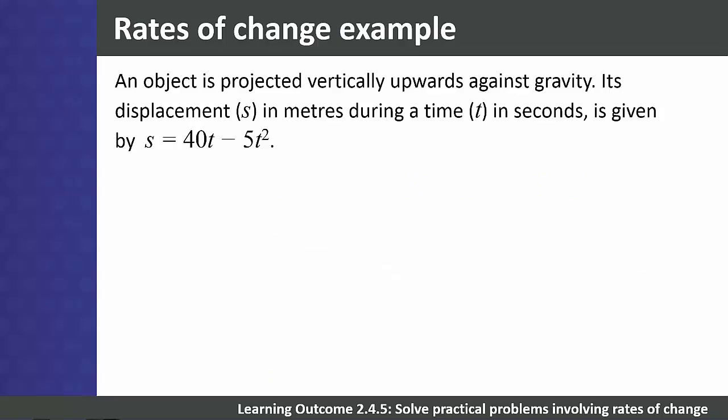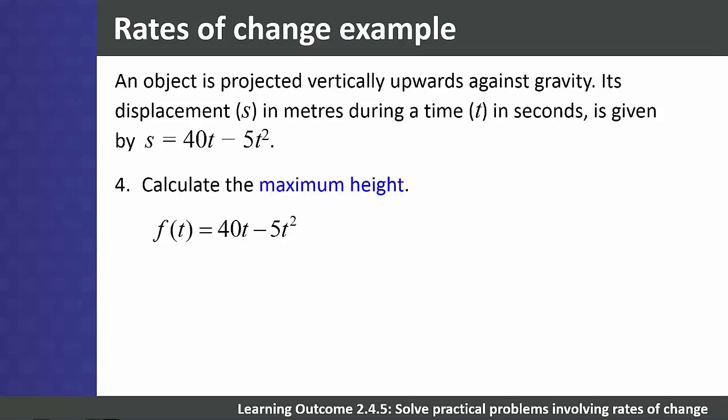Question 4. Calculate the maximum height. We have just established that the object reaches the maximum height after 4 seconds. We substitute 4 into our displacement equation and then solve to find that our maximum height is 80 meters.